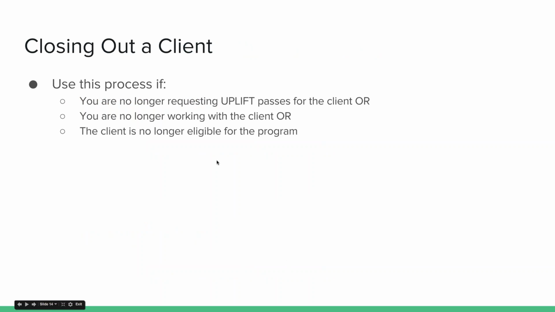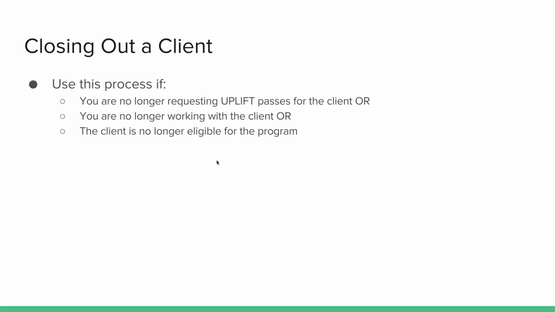Closing out a client. So this is the last thing that I'm going to cover in this training. You would close out a client if one of the following is true. You're no longer requesting UPLIFT passes for the client. You're no longer working with and providing case management for the client. Or the client is no longer eligible for the UPLIFT program, those two eligibility requirements that we covered earlier in the training.